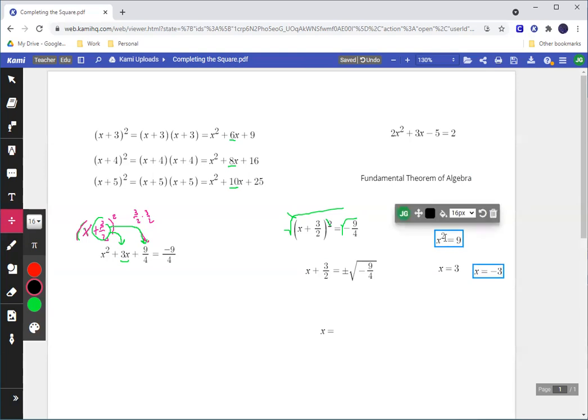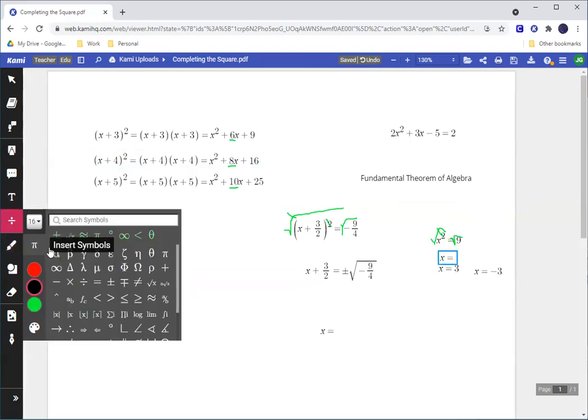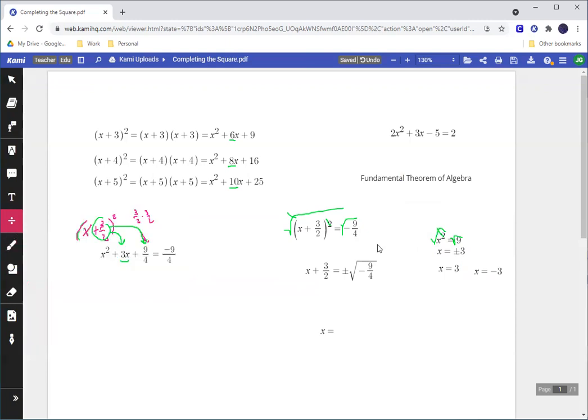So the way we represent that is, when we cancel this exponent of 2 by taking the square root, we're going to put a plus minus in front of that square root of 9. So that's going to give us x equals plus minus square root of 9. And then the square root of 9 is 3. So x can equal +3 or x can equal -3, which is what we got before. So that's why we do that plus minus sign.